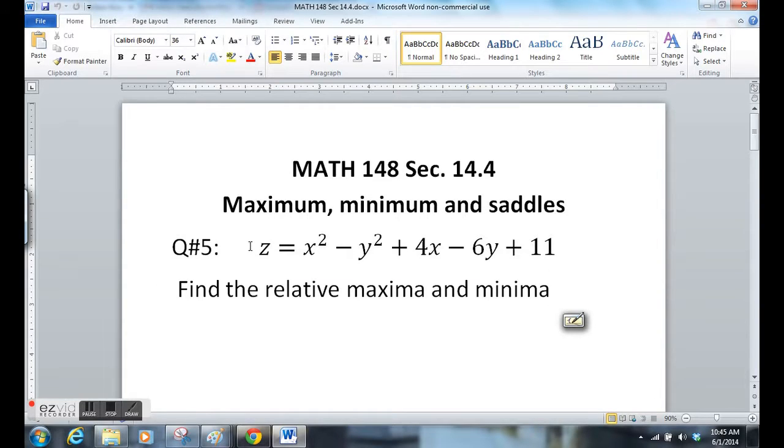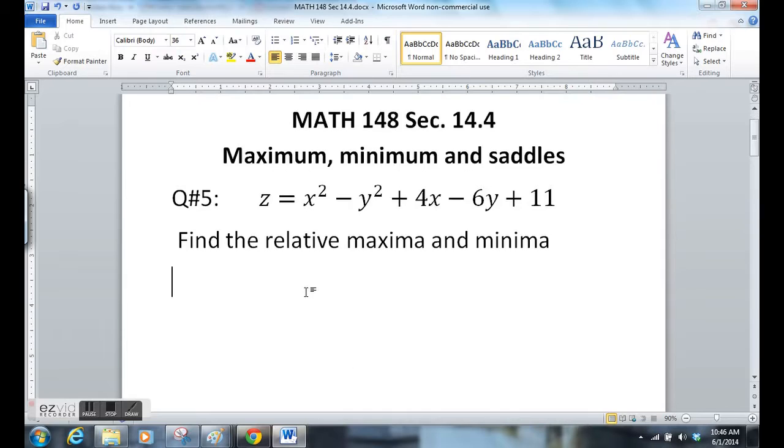Question number 5 gives this function z equals x squared minus y squared plus 4x minus 6y plus 11. And it says find the relative maxima and minima. Okay, that's such a simple question. This is an example of a type of problem where the question is very clean, but the answer is very complicated. So don't let the simplicity of this question make you think that it's not multi-staged.